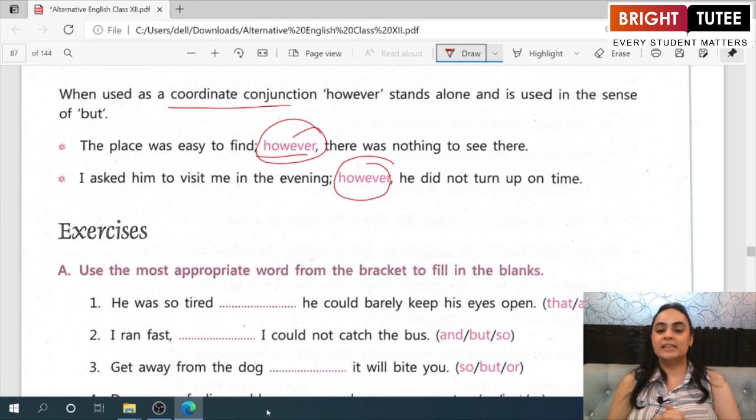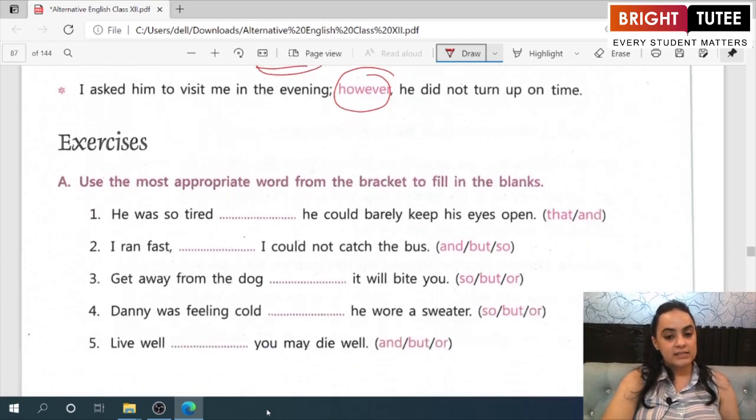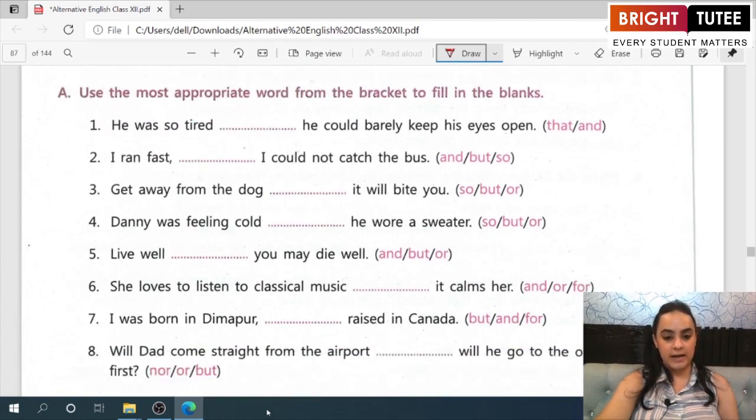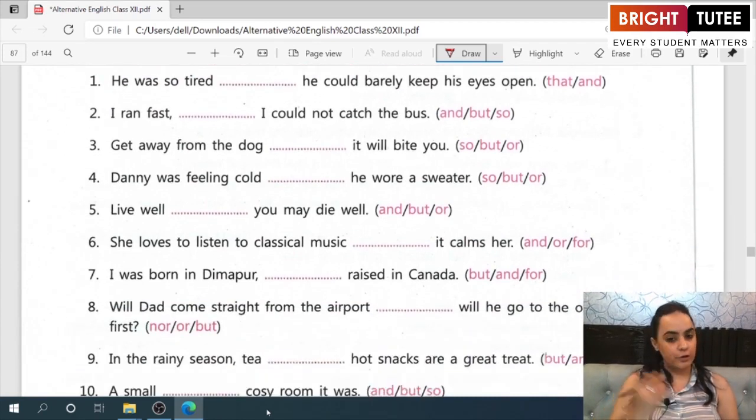So this is what all we need to learn about conjunctions. Subordinate, coordinate conjunctions, their usages is very important. Let us now discuss the exercises. Use the most appropriate word from the bracket to fill in the blank. So I will do the first 5 for you and the rest you can do on your own.